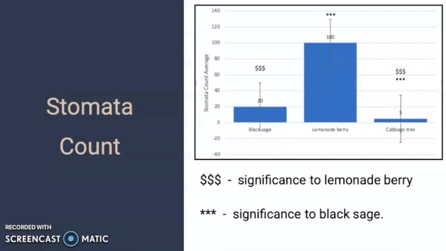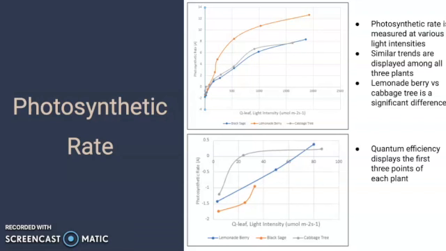And the one-way ANOVA test we ran showed an extremely significant difference between all 3 species, with all of their p-values being less than 0.01. And to show this extreme significance on the graph, we used 3 of each significance sign. So we used 3 money signs to show significance to lemonade berry and 3 star signs to show significance to black sage. Next is photosynthetic rate.